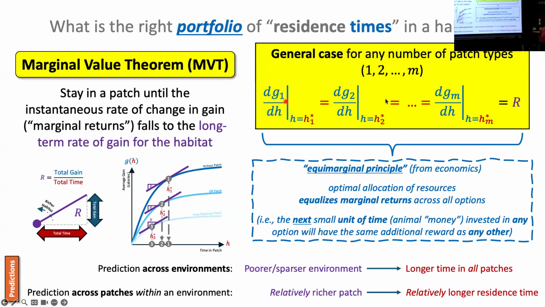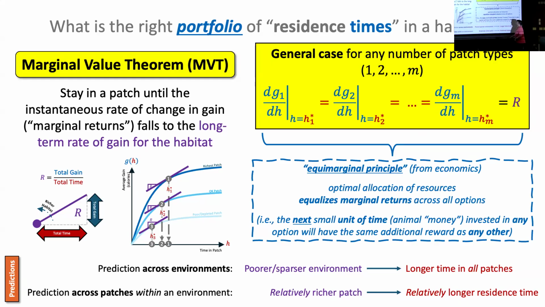So this is just saying that across your patches, you equalize the happiness, the calories you get per the next dollar, next unit of time you spend. And they get equalized across all of the patches in the environment, the equimarginal principle. The consequences, the predictions for this are down here. If you have a poorer environment, so everything gets bad across the patches, then that's going to mean that if you have the same patches, you're going to spend longer in each patch.